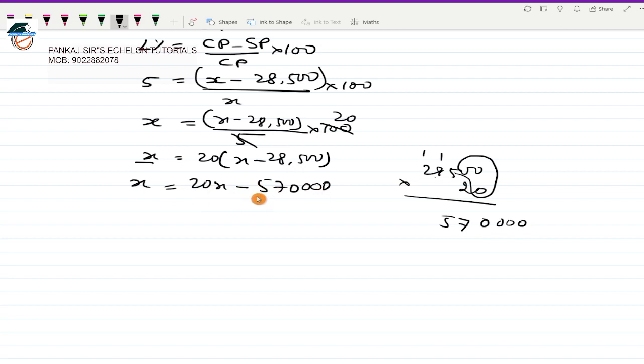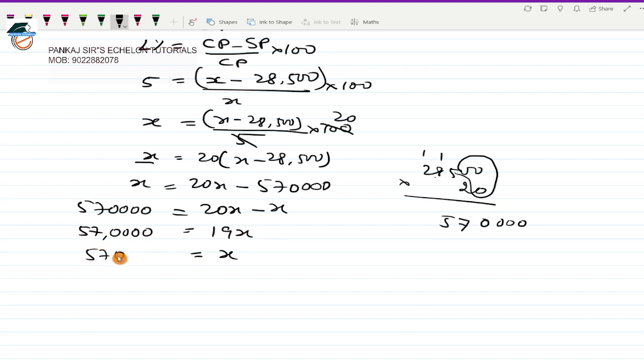Now this 5 7 1 and the 4 zeros, that is 570000, I'll bring on this side, and this 20x I'm keeping here, and this x I'm bringing over here. So it should be 20x minus x. Now 20x minus x is 19x, equal to 571,000 and 4 zeros. So x will be equal to 570000 divided by 19.